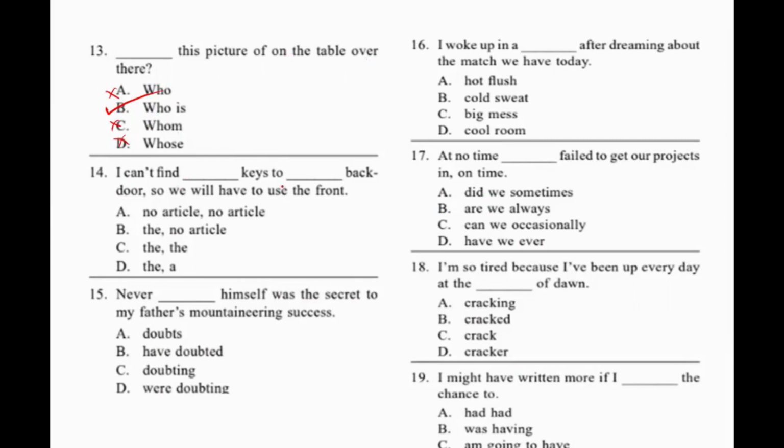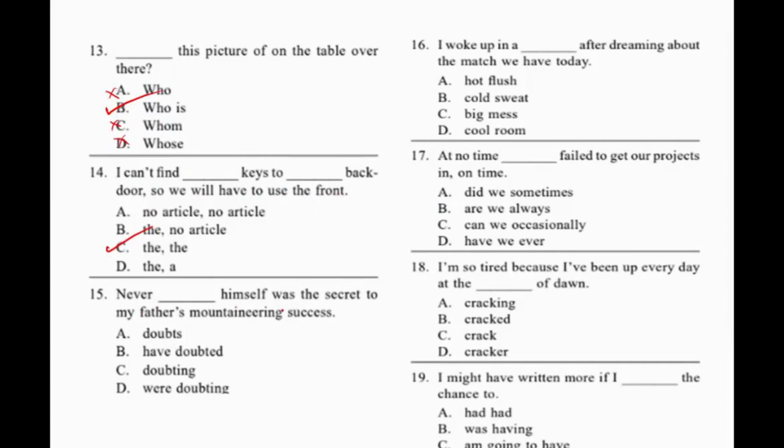Now, I can't find dash keys to dash back door, so we will have to use the front. So we are referring to particular keys and a particular door, so we have to use the definite article over here. I can't find the keys to the back door. So the in both the blanks. So we will have to use the front.